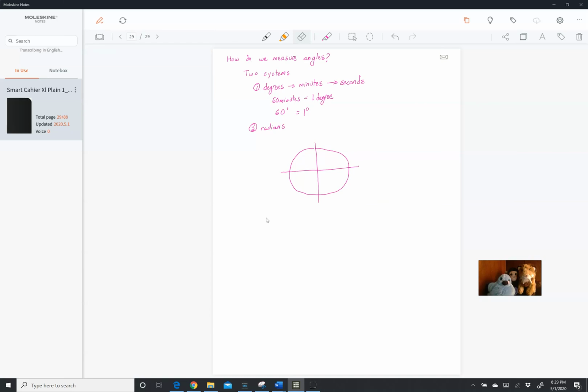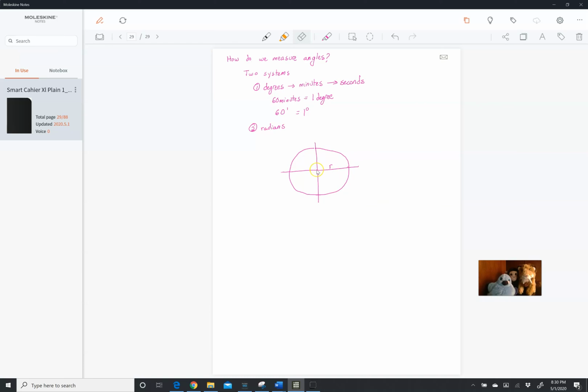Okay, so how does this work? Any circle has a radius of r, right? If we want to come up with a single radian, along the circle you would think of a string. You would take a string and measure out a length of r, okay? So now you have a string of length r.